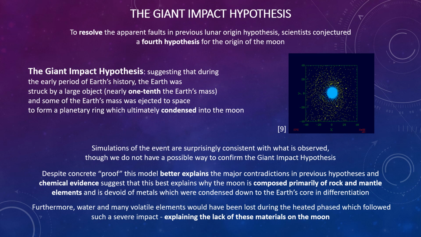And so, despite this lack of concrete proof, this model better explains the major contradictions of the previous hypotheses, and it explains the chemical evidence that suggests why the moon is composed primarily of rock and mantle elements and is devoid of the metals which were condensed down to the Earth's core during the Earth formation when the Earth layers differentiated. Furthermore, the water and other volatile elements that may have been present on the moon were lost during this heated phase that followed such a severe impact, and so this would explain the lack of these materials on the moon.